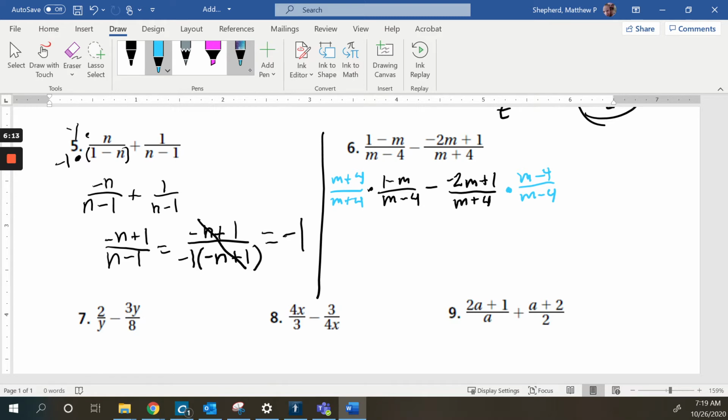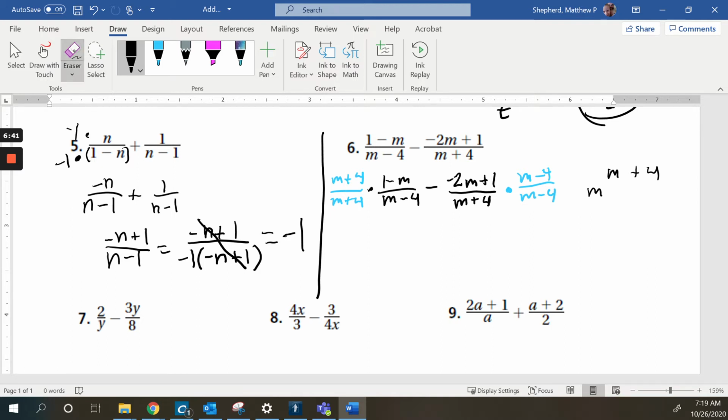Now notice what's about to happen. Both of the denominators are going to have an m plus 4, m minus 4 in their denominator. The tricky part of this is we need to do this multiplication right here up top. So I'm going to quickly draw that over here. So I've got my m plus 4 and an m.